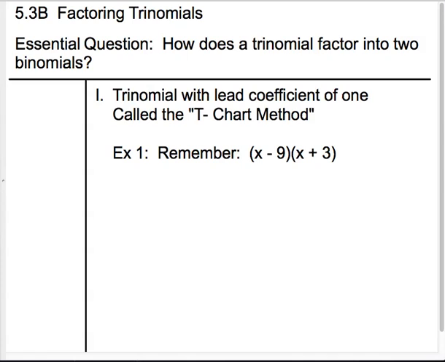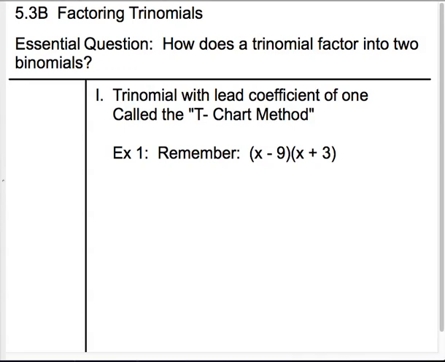Trinomials. There are two different types of trinomials. One is with a lead coefficient of 1, and the second is when your lead coefficient, or your a value, the coefficient of your x squared term, is not equal to 1. So before we take a look at factoring, what I want you to remember is when the trinomial is in factored form, we have two binomials.